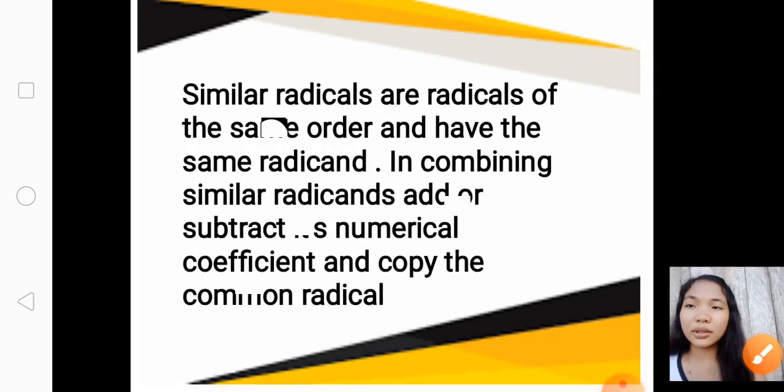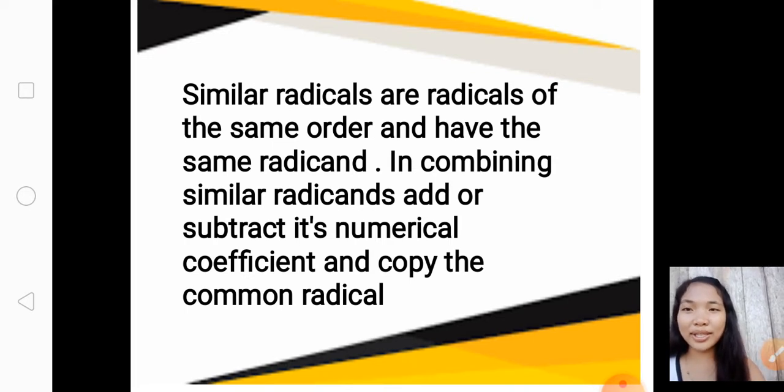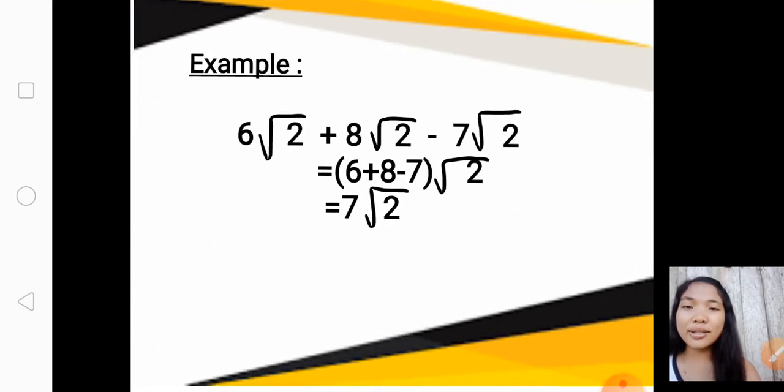Similar radicals are radicals of the same order and have the same radicand. In combining similar radicals, add or subtract the numerical coefficients and copy the common radical. So for example, 6 on the square root of 2, plus 8 on the square root of 2, minus 7 on the square root of 2. Since we have the same radicands, we just need to add or subtract the numerical coefficients. So 6 plus 8 is 14, minus 7 is 7. And then copy the common radicand.